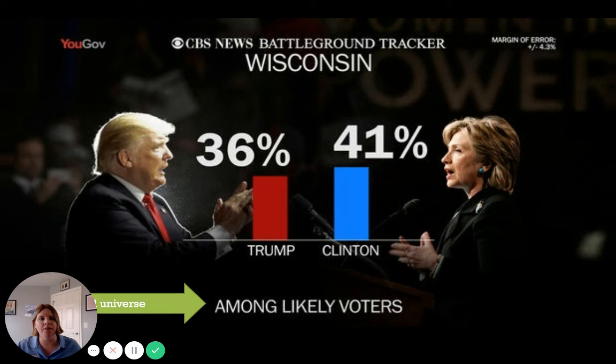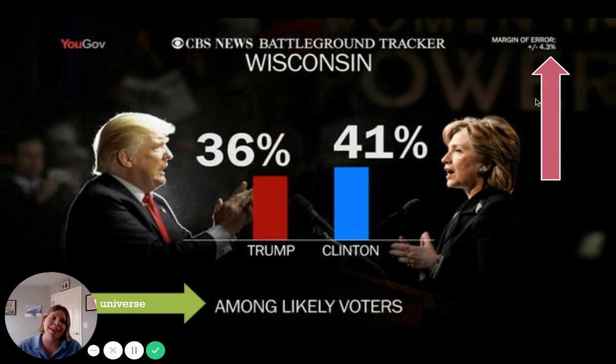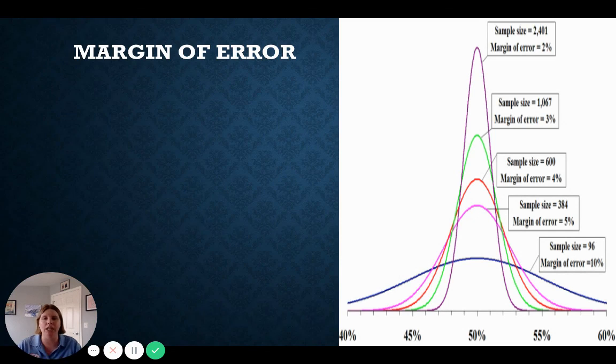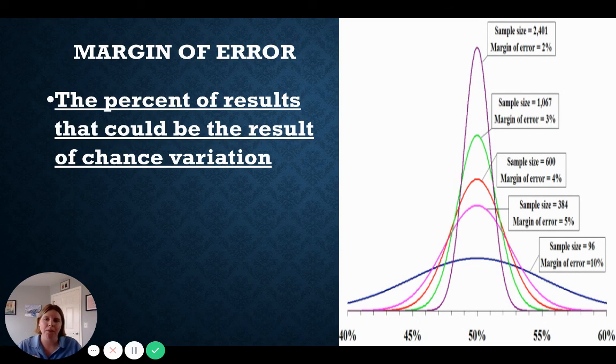But we do have a margin of error of plus or minus 4.3%. So basically what that means is that Clinton could be as much as, or Trump could be as much as 4.3 percentage points higher or lower. So the range actually is about 8 percentage points that you're going to see between the two. That means Trump could be as high as 40% and Clinton could be as low as 37%. So margin of error is important because it will help you to figure out, okay, is this really, really close? The closer the election, the harder it is to predict who will win.